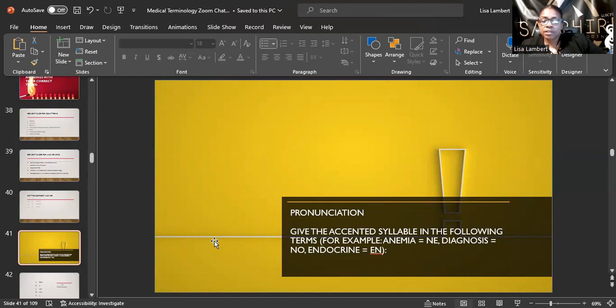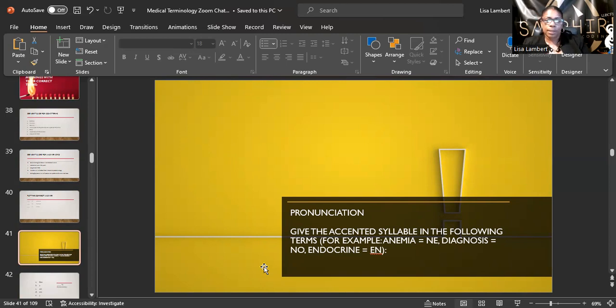Pronunciations in medical terminology is like a foreign language. Give the accented syllable in the following terms. We're going to go over that in class because everybody used to have a problem with this. When I say tomato, you say tomato. You see that? That's what I'm talking about. The accented syllable is something people have a lot of problems with as far as the words. Terms, for example here: anemia, diagnosis, endocrine. You see that?